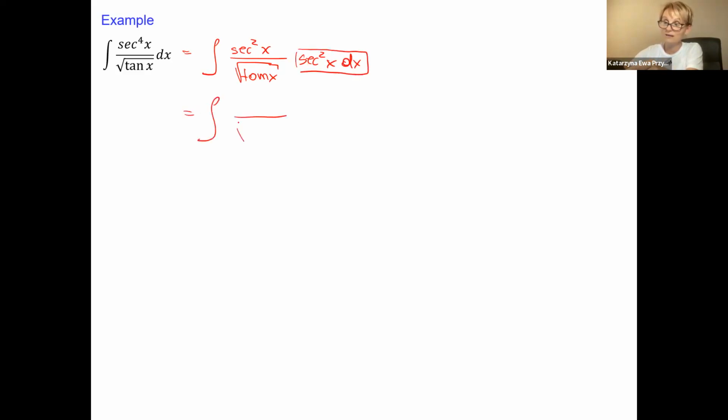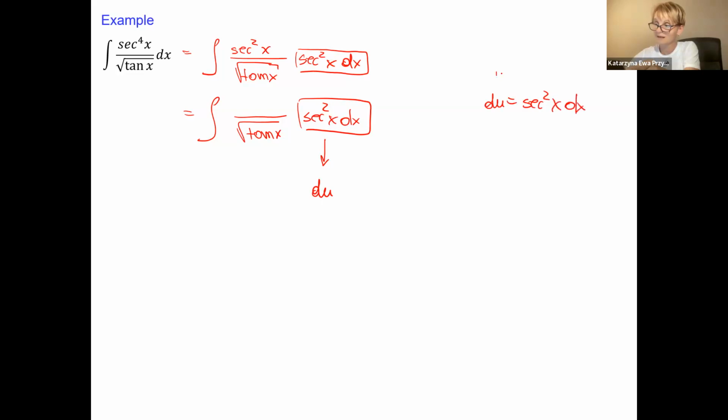And how can we rewrite secant square in terms of tangent? The boxed formula must stay, because this will be du. I can start backwards. Secant square x dx, then u is tangent. Secant square is 1 plus tangent square. Okay, 1 plus u squared, square root of u, and u.